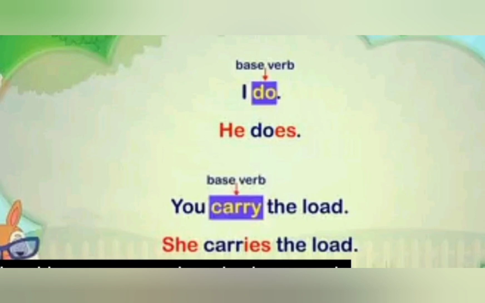Okay, students. So always remember with the third person, for example, he, she, it, and name, we add s, es, or ies depending on the verb in simple present tense.